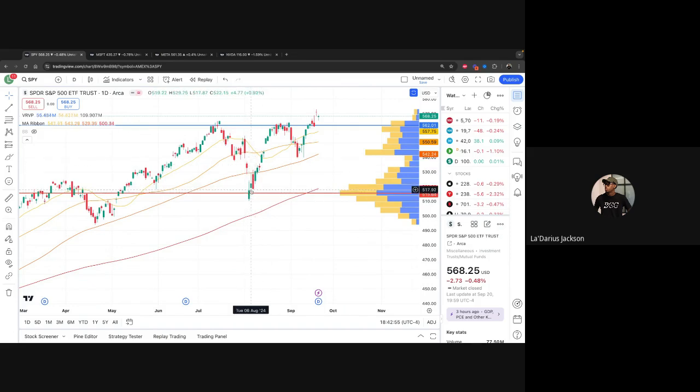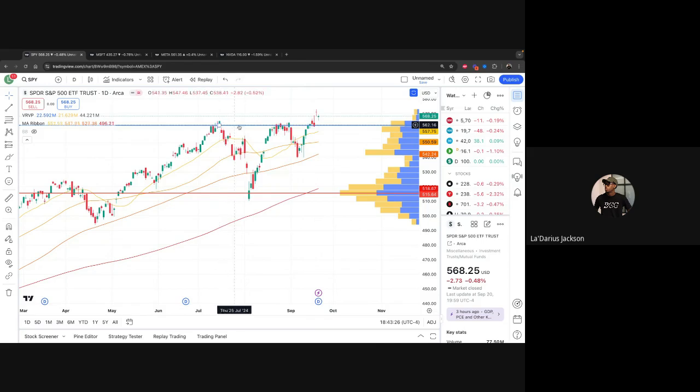A bull flag is simple. A bull flag is just a strong move up, consolidation or a pullback, and then another pop out to the upside. So right now, the SPY is at 568. It started this bull flag around, we can call it 510, just to do some simple math. So that means with this move, the SPY could end up around 600 to 610 if we can continue this bull flag to the upside, which we already broke our resistance line.